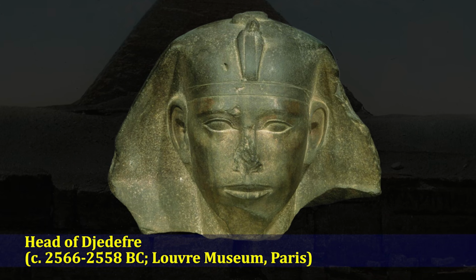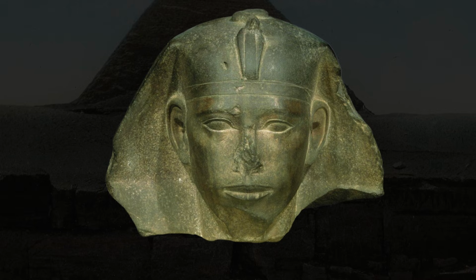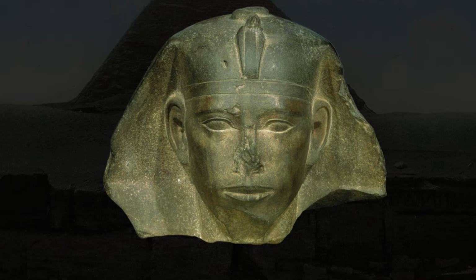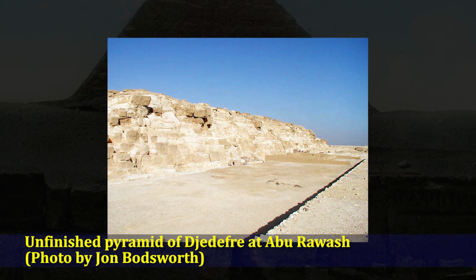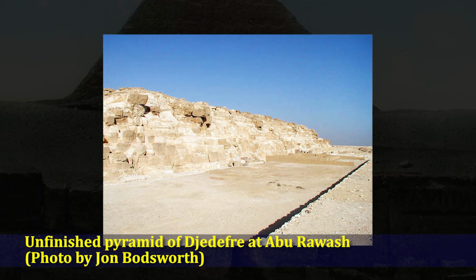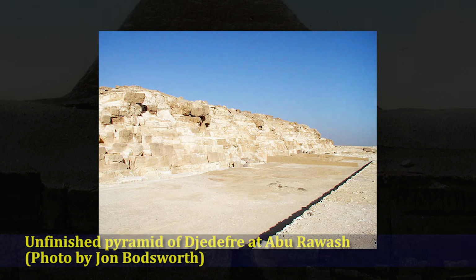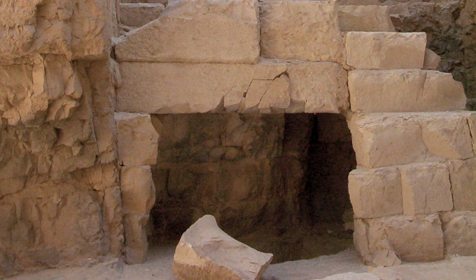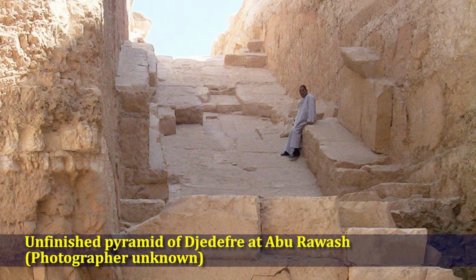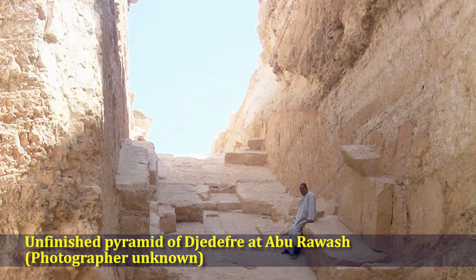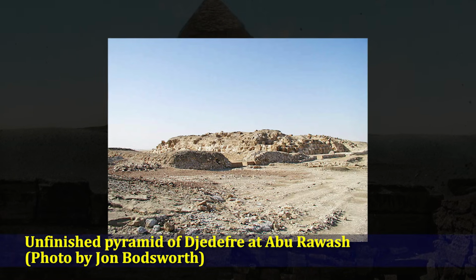Little is known of Djedefre's short reign of 8 years, but he seems to have intended to follow his father in building an even larger pyramid. Work on this was started at the site today known as Abu Rawash, but it was never completed, probably because Djedefre's reign was short, and well, the next king, Khafre, had to devote resources and men to building his own pyramid.